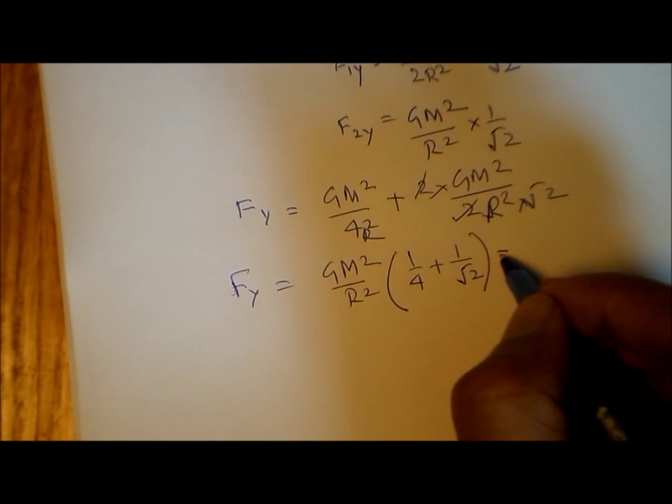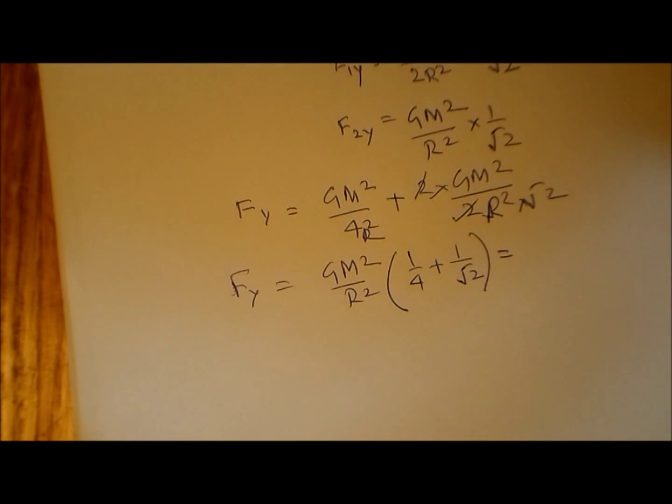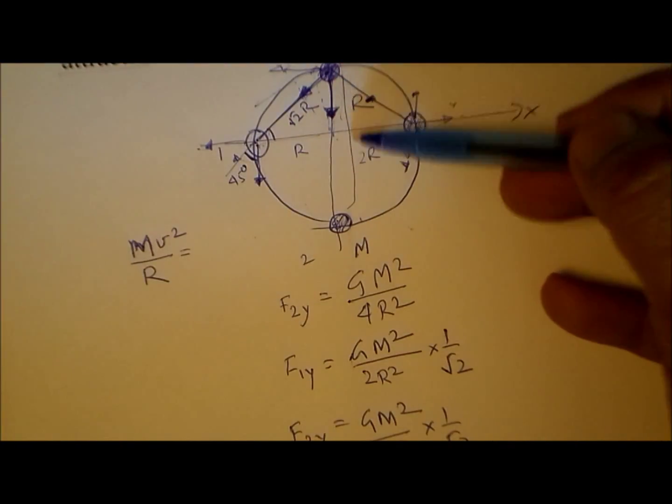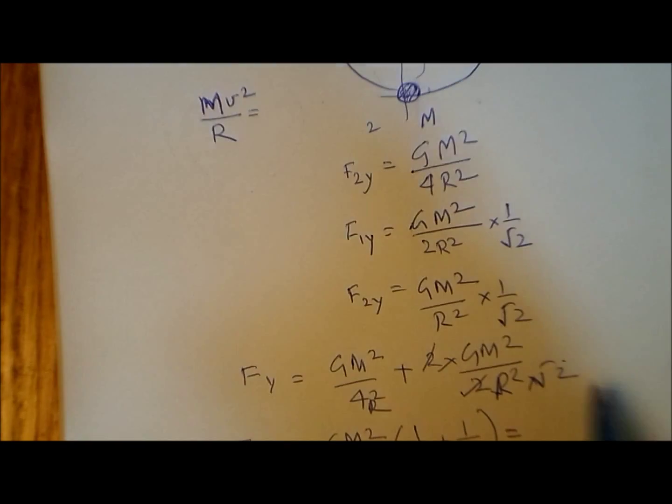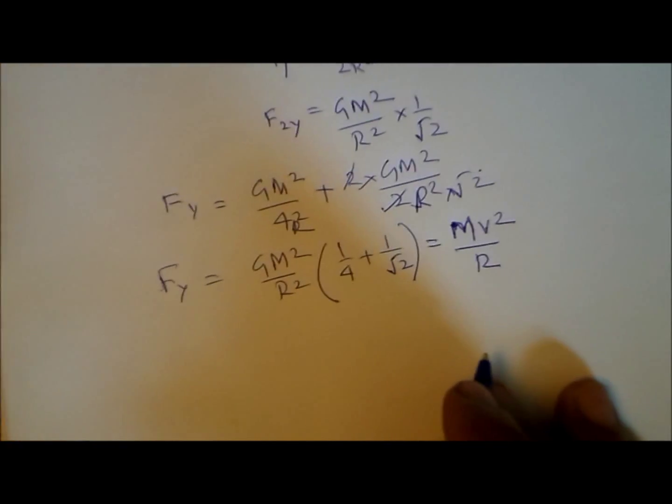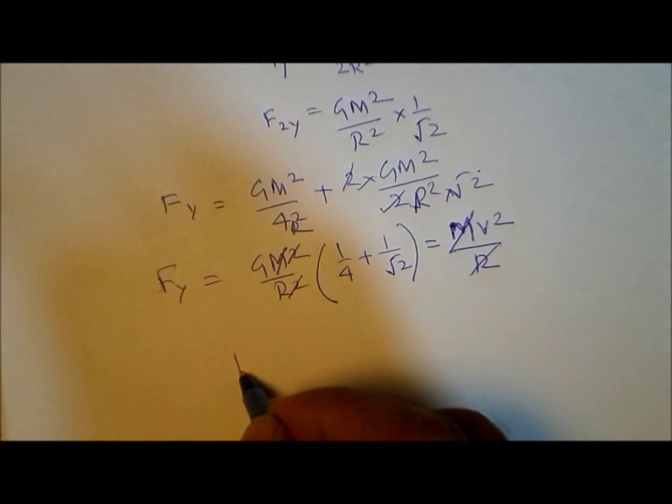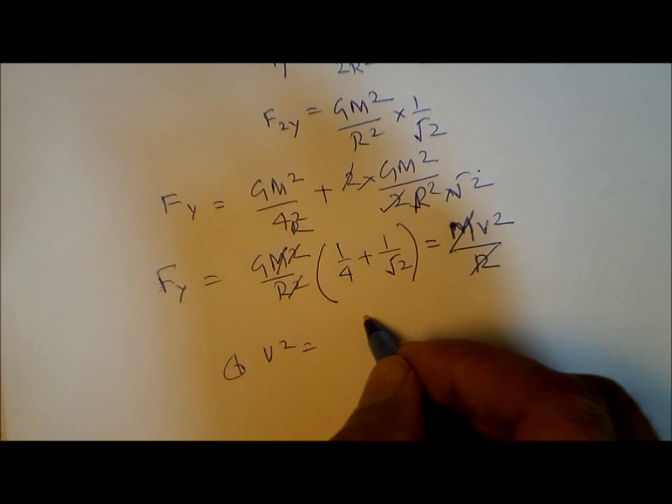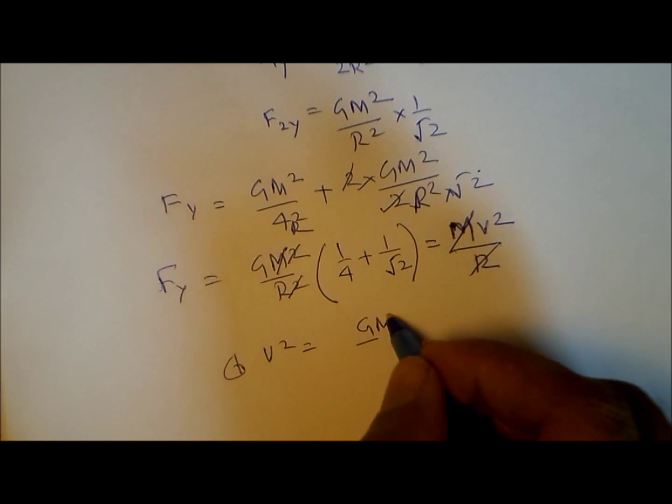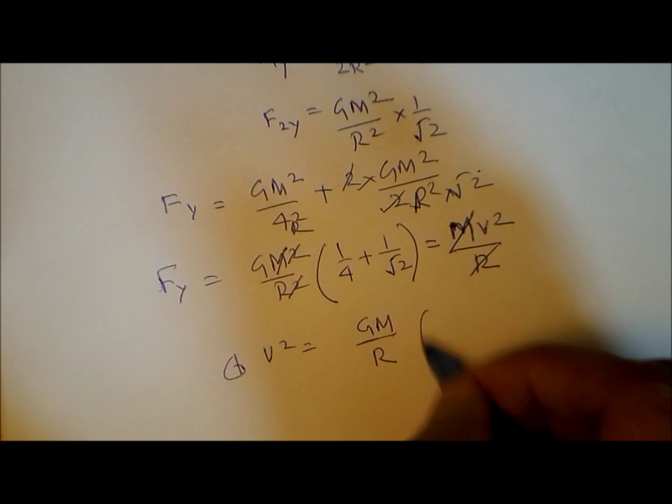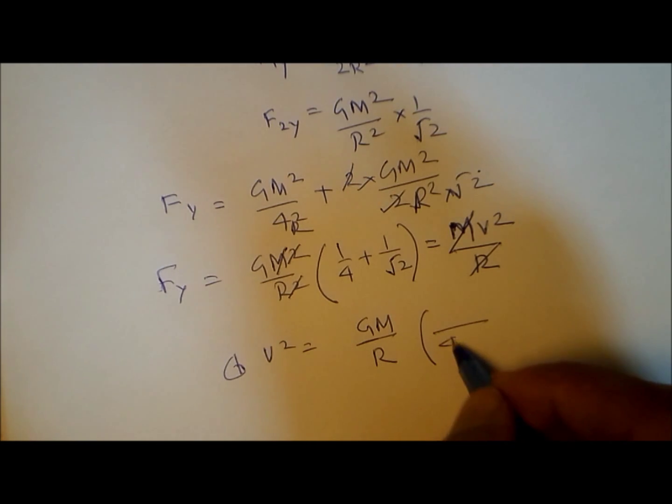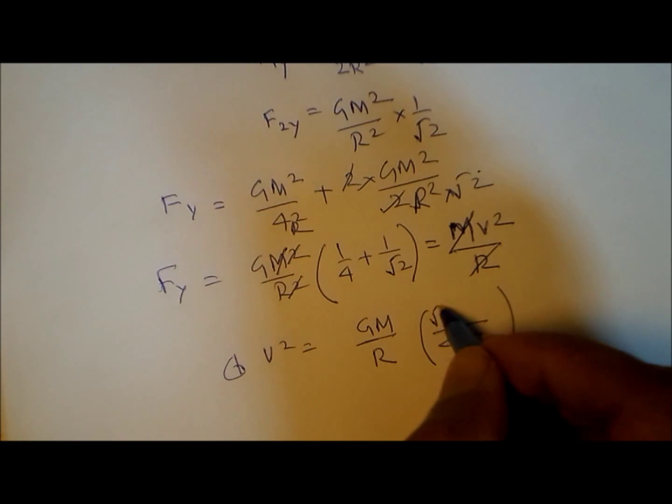Now we equate this force with this. Note that the total net force is acting along its center. Now this force is equal to this centripetal force m v square divided by r. This m gets cancelled, then r gets cancelled, and we have v square is equal to G m by r multiplied by (2 root 2 plus 1) by 4.